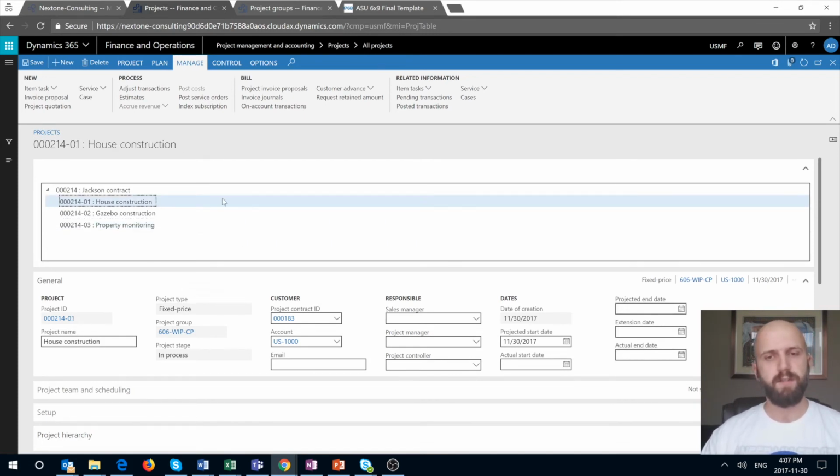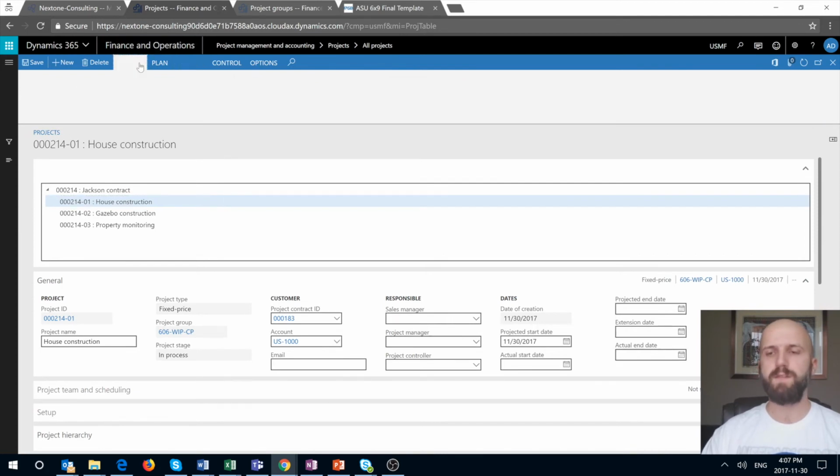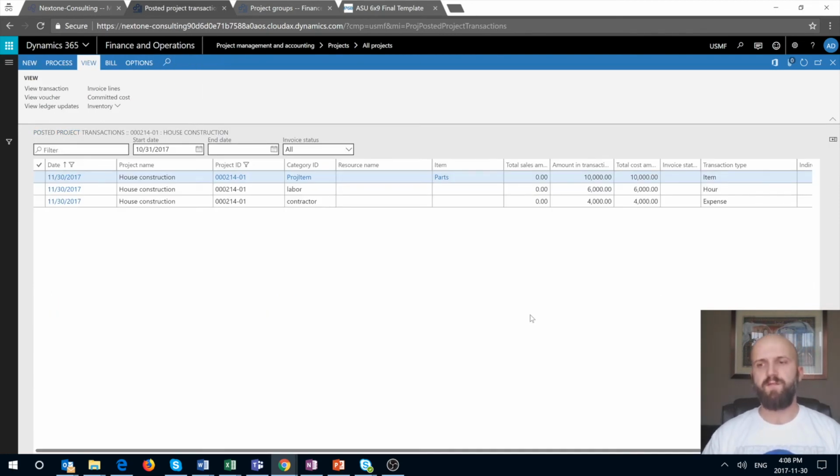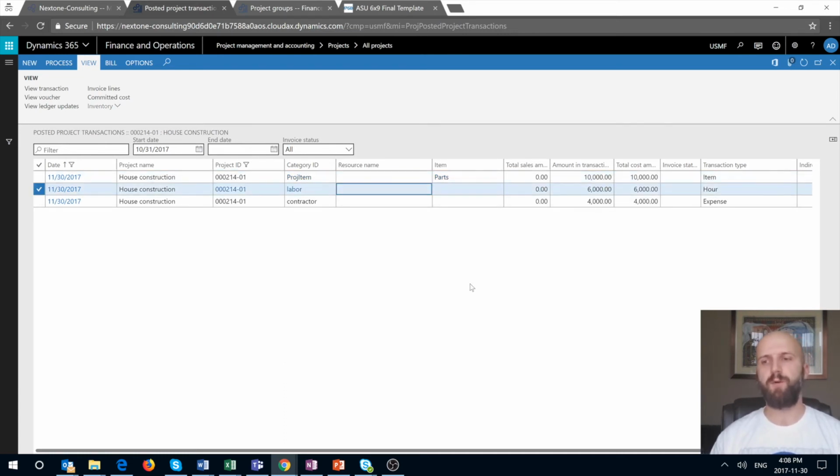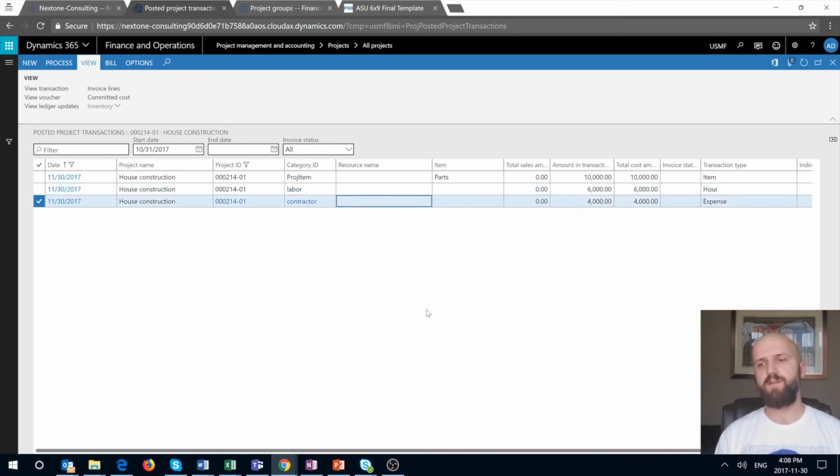Under my house construction sub-project, I have posted 3 transactions. Let's take a look at them. The first transaction was for the $10,000 cost for my house construction parts. The second transaction was for $6,000 of labor worth to build my house. And the third transaction was for $4,000 of contractor expense. So you can see the total cost of posted actual transactions is 10 plus 6 plus 4, which gives us $20,000 of total cost.